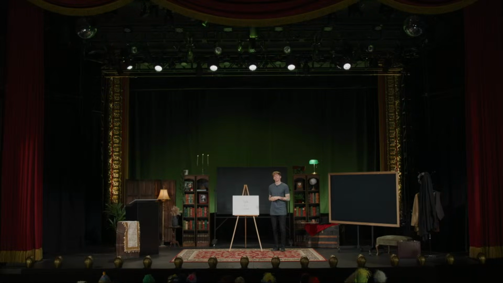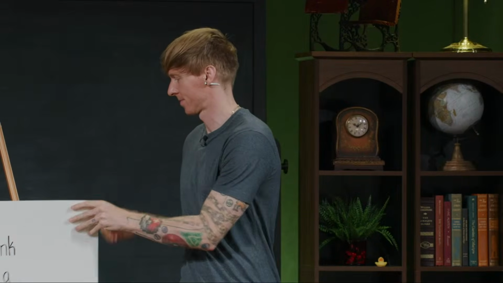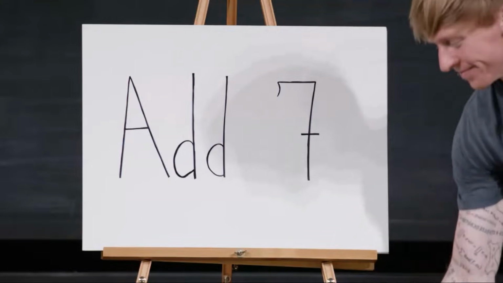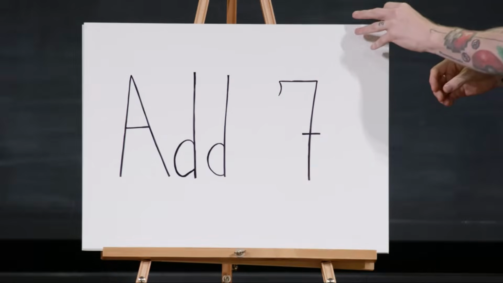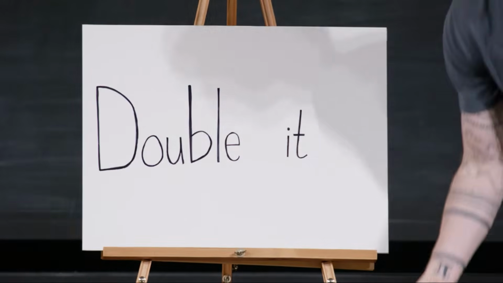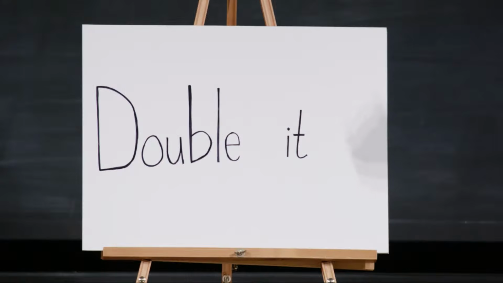Think of a number. I would recommend picking something with 1 or 2 digits, but feel free to pick any number you want. Add 7. So take your original number, add 7 to it. Keep that number in your head. Double it. So again, the number you just had in your head, multiply it by 2, double it, keep the new number in your head.